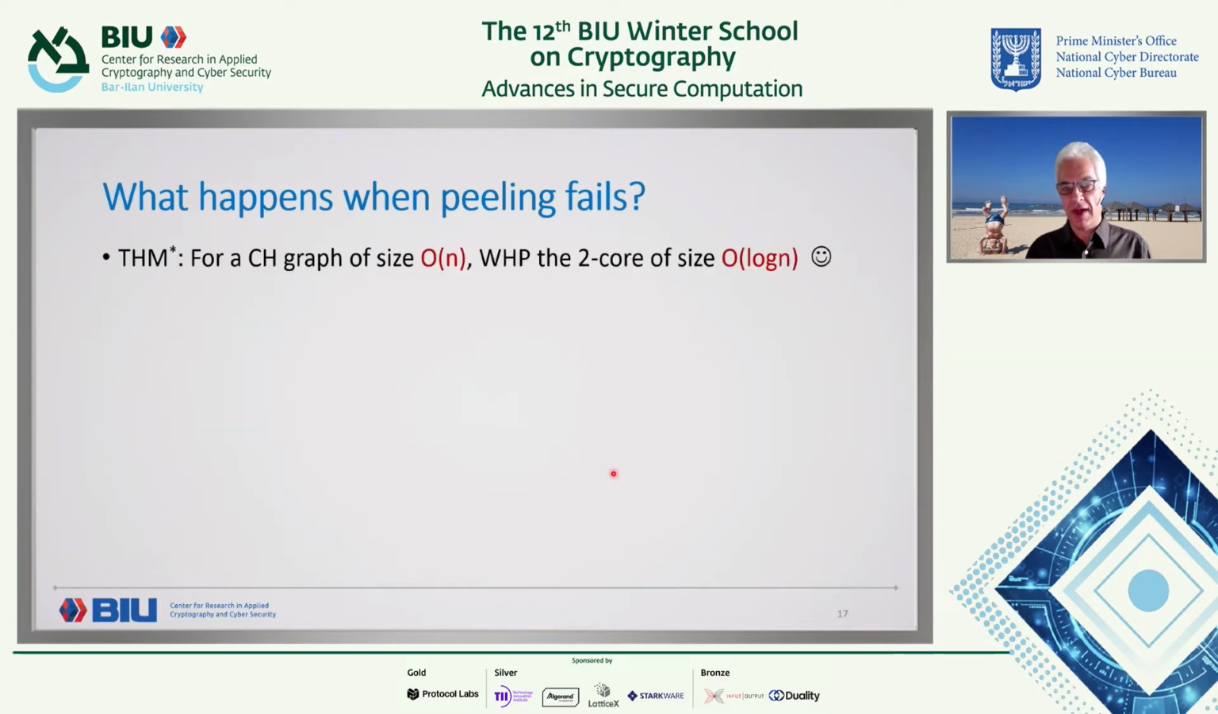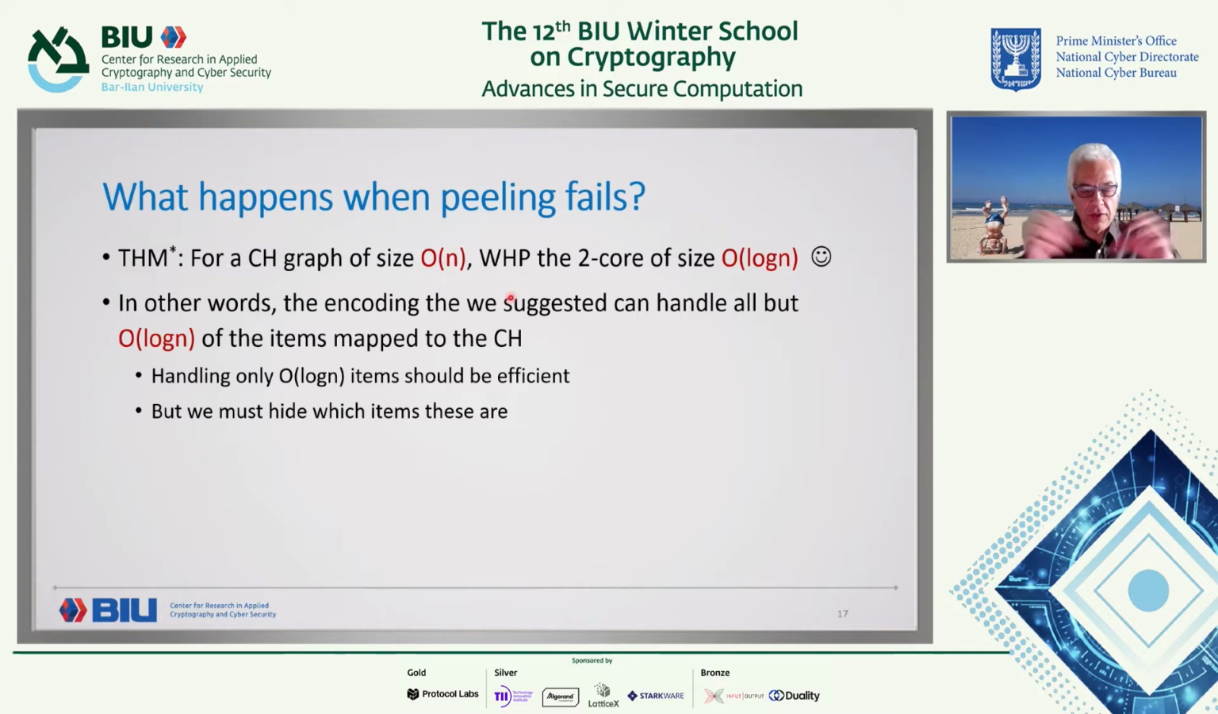For these types of graphs of size linear in n, with high probability, the size of the 2-core is going to be only of order log n. In other words, we can do the peeling, which is great, until we end up with a subgraph of size order log n. And then handling all log n should be easy. Even if we solve this with a protocol with quadratic or cubic overhead, it doesn't matter. It's polylog. So actually, it is easy to solve. Well, not easy, but you can solve it.